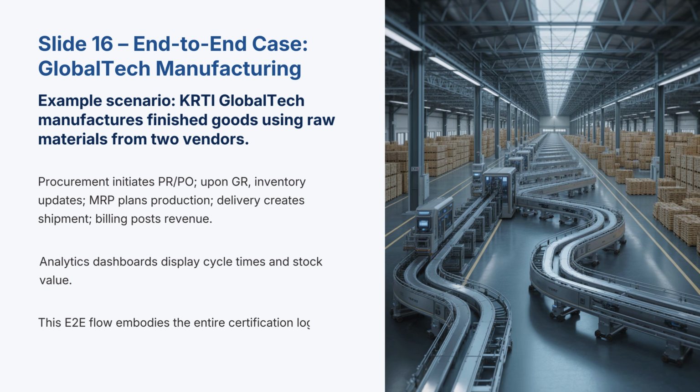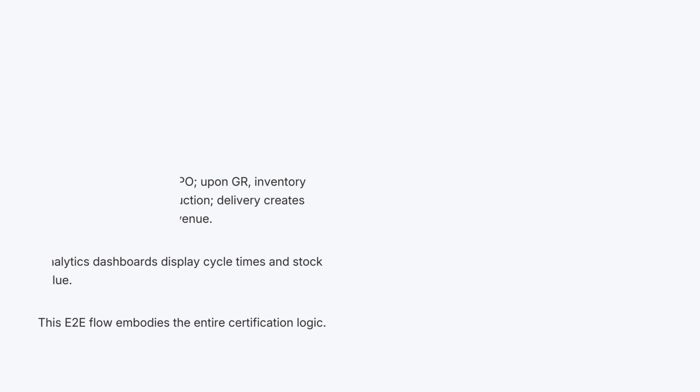End-to-end case. Global Tech Manufacturing. Imagine Global Tech Manufacturing producing a finished good FG 2001. Raw materials are procured via PO, received in inventory, and staged for production. Once completed, goods are delivered to the customer and invoiced. Each step posts updates in inventory, finance, and analytics dashboards. This full-cycle example is the essence of the certification.